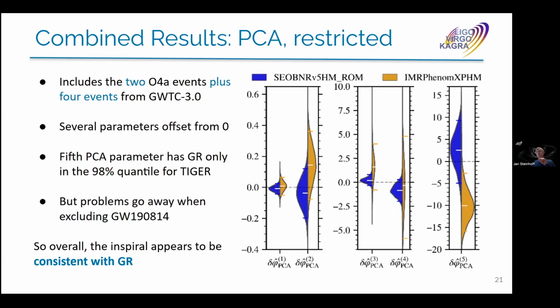However, the problems go away when we exclude a single event, namely GW190814. So it's quite plausible that this is a statistical fluctuation in the data of that particular event. So overall, it's nothing to be concerned of, and the analysis is still consistent with general relativity. And this can happen if you observe a lot of events.